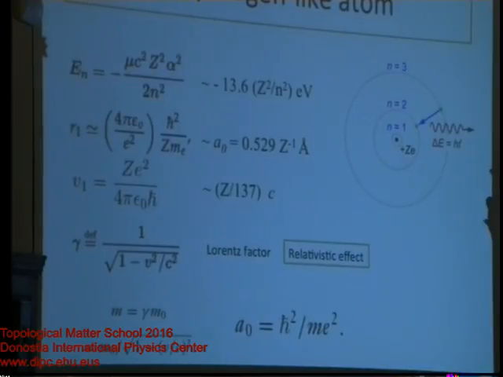Here is the key point. We realize that the electron inside the atom moves quite fast. How fast can it be? Suppose Z, in the periodic table, is the element number.